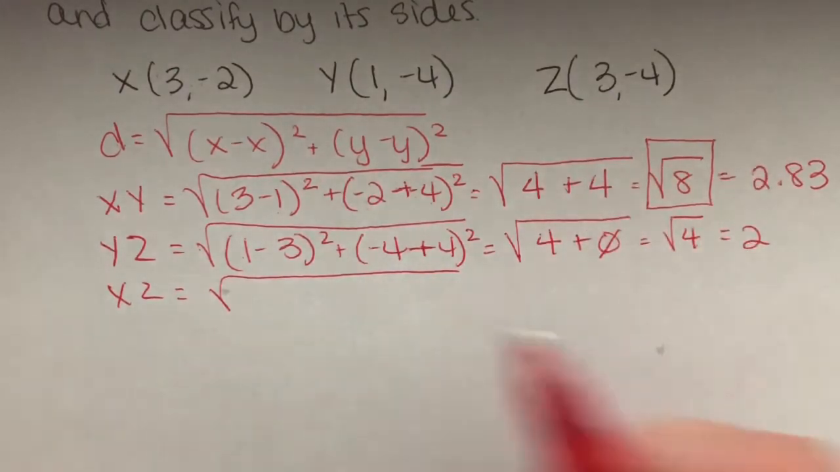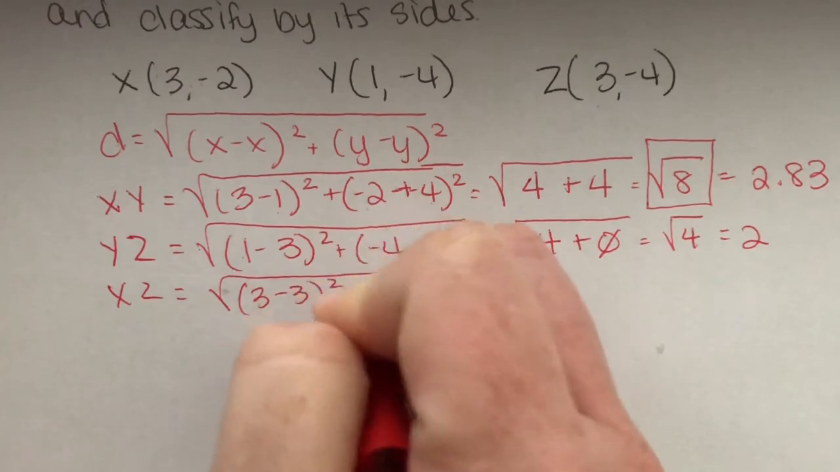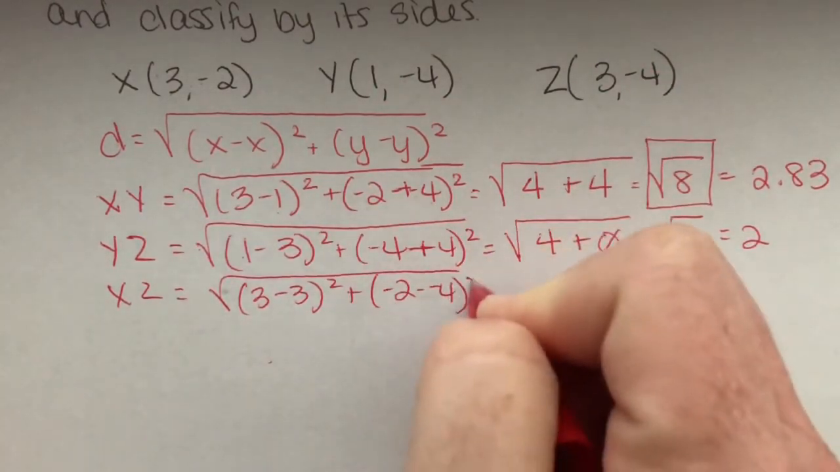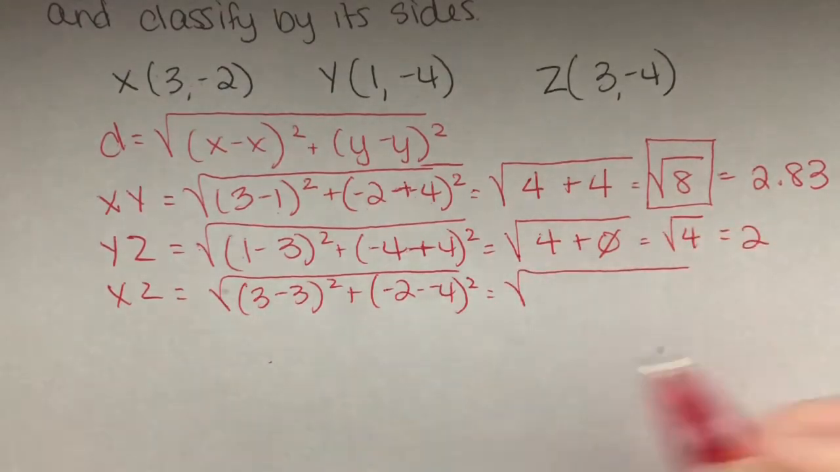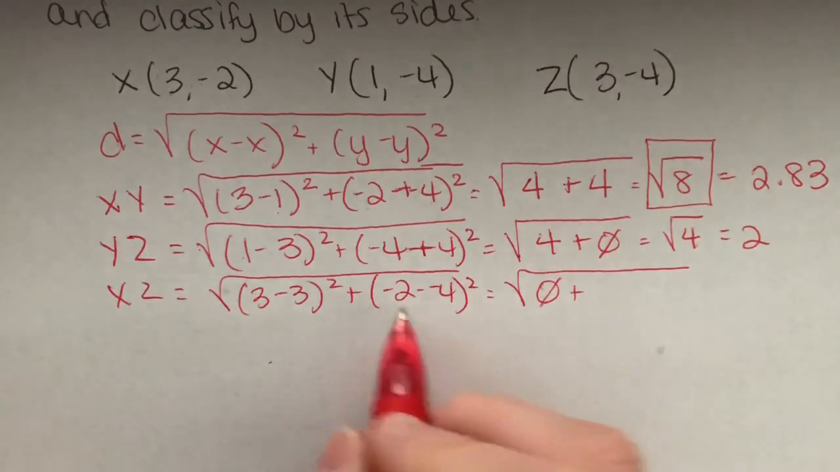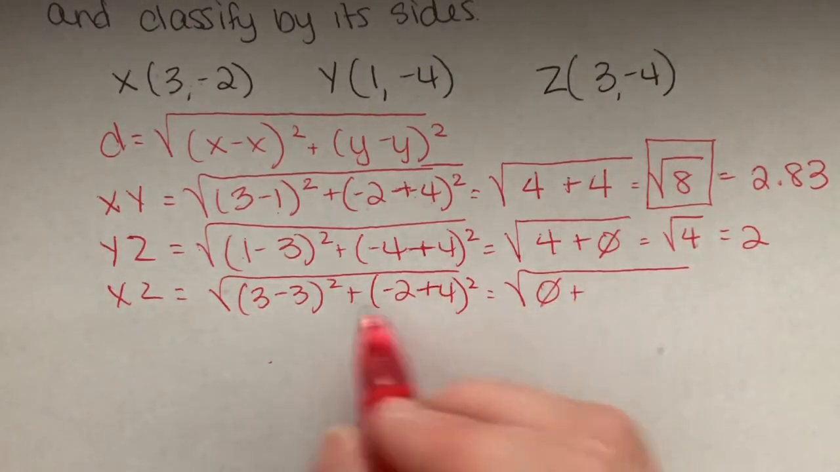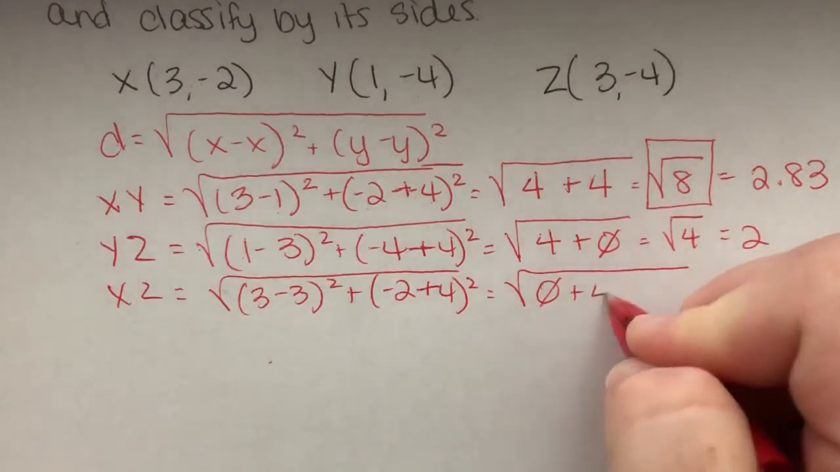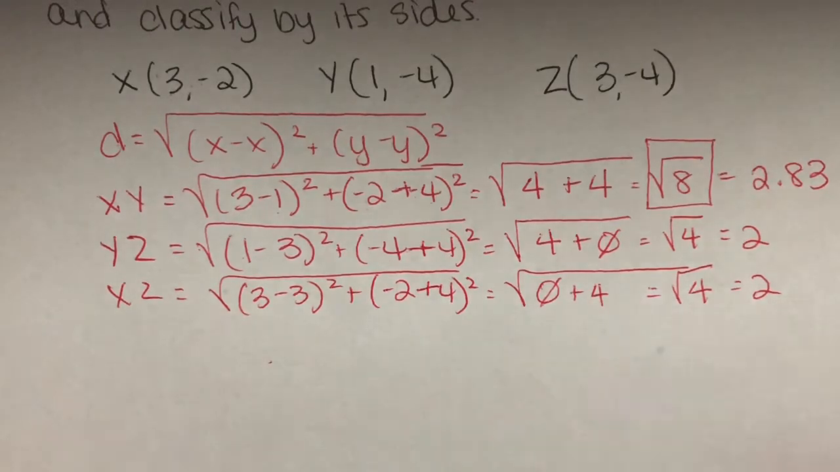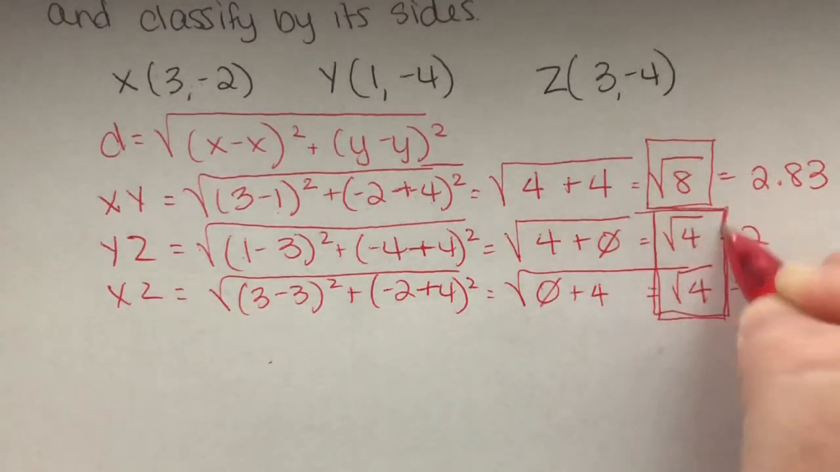Whatever coordinate points here. So x minus x, 3 minus 3 squared plus -2 minus -4. Simplify. 3 minus 3 is 0. 0 squared is 0. -2 minus -4 is -2 plus 4. -2 plus 4 is 2. 2 squared is 4, which gives me a square root of 4. Okay, so now I know 2 of my sides are the same.